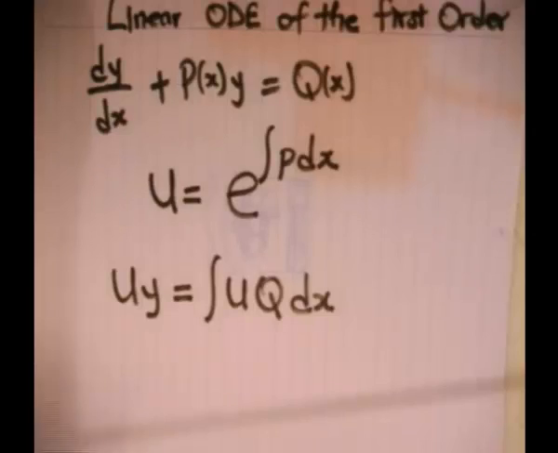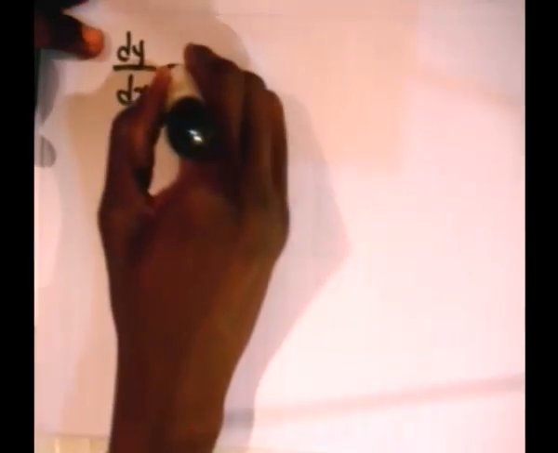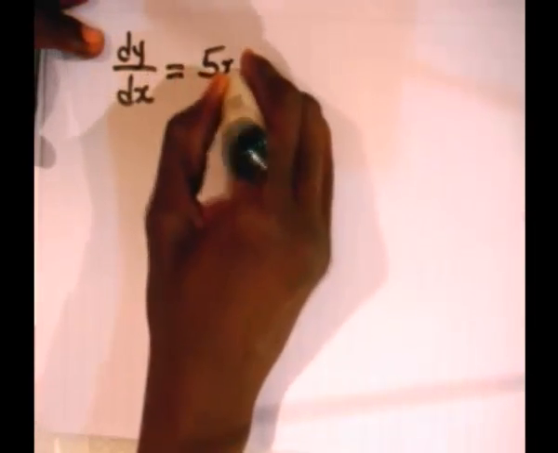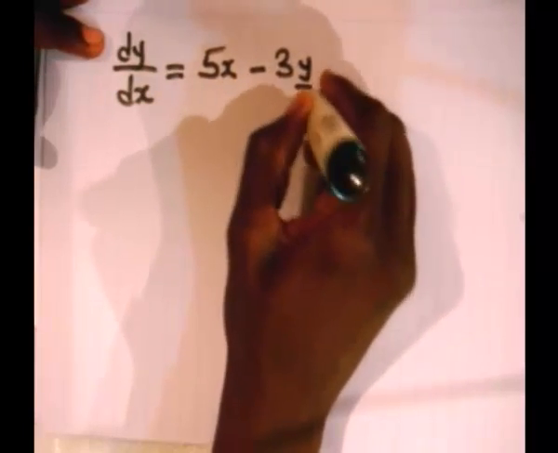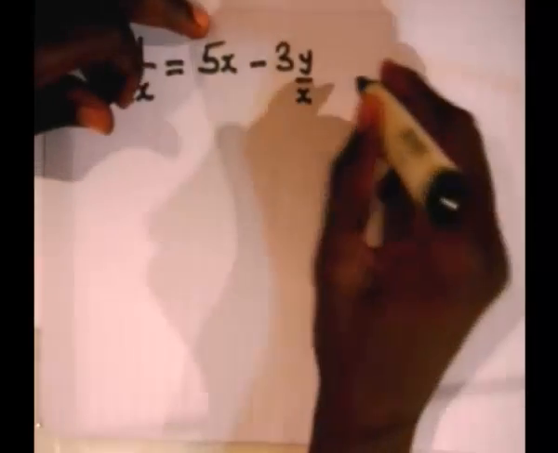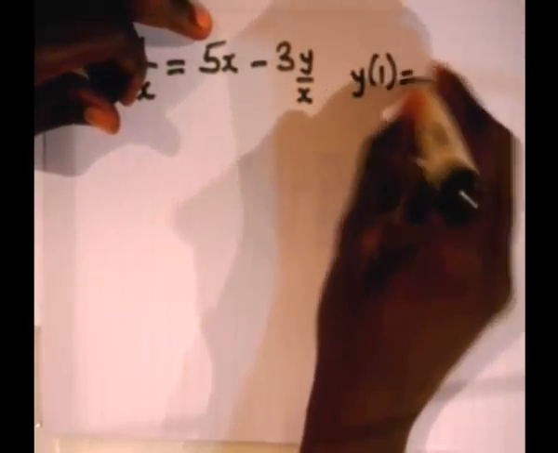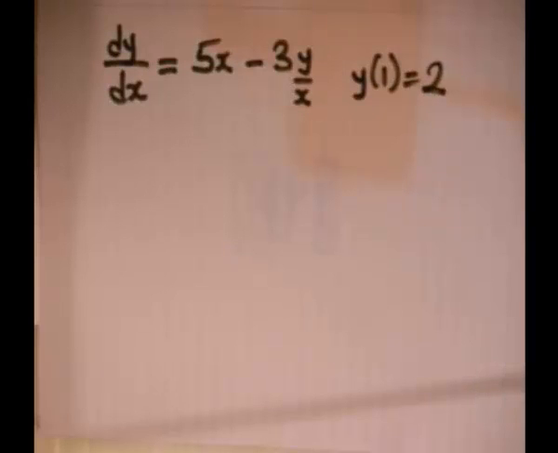Find the solution of dy/dx equals 5x minus 3y on x, such that y of 1 equals 2. So this is automatically an initial value problem. But let's get the general solution first before we consider the particular solution using the subsidiary condition.